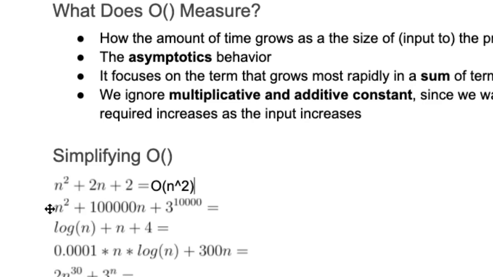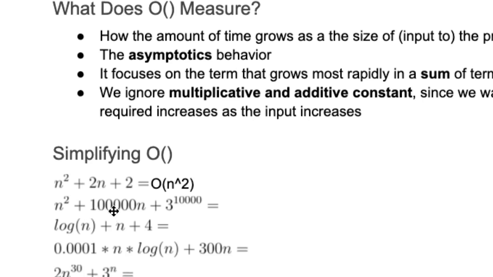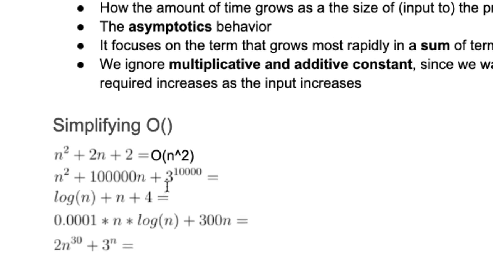So let's suppose you have another algorithm that is n squared plus 100,000 n plus 3 to the 10,000. I don't know really what you would do. That would take 3 to the 10,000 steps regardless of the input. But which of these is the dominant term? N squared, because you think of the largest number that n can be, and that would dwarf the other one. So this is said to be, again, big O of n squared.